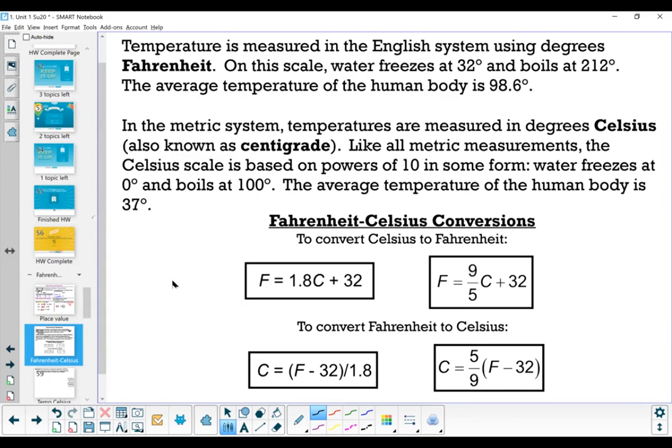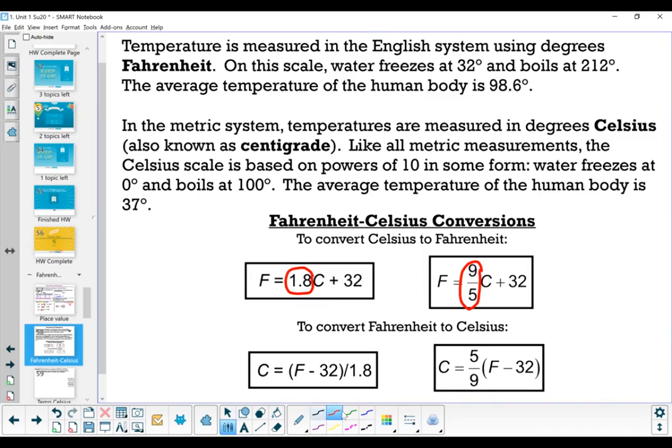So to be able to talk the same language, we have to have a way to convert from one form to the other. So here we have Fahrenheit equals 1.8 times C plus 32. We also have another formula where Fahrenheit equals 9/5 C plus 32. This is the same equation written slightly differently. 1.8 and 9/5 are equivalent, and so you can use either one of these.